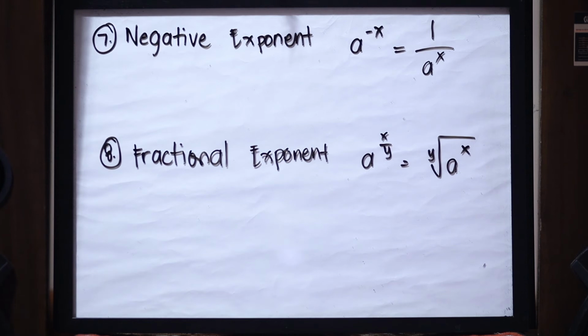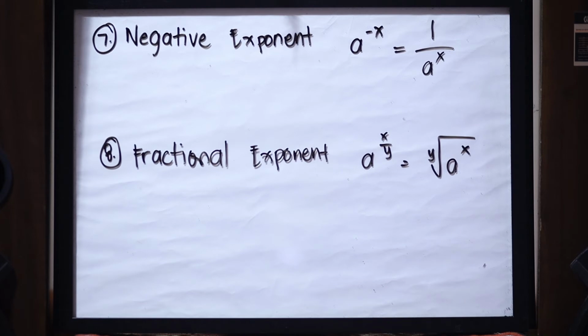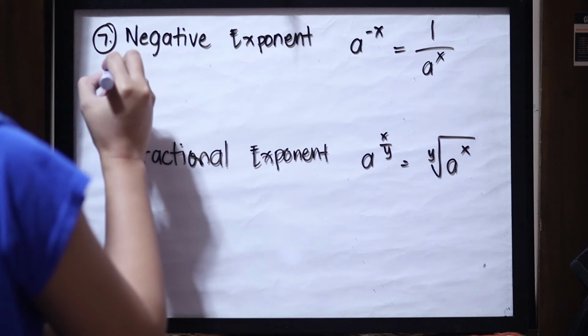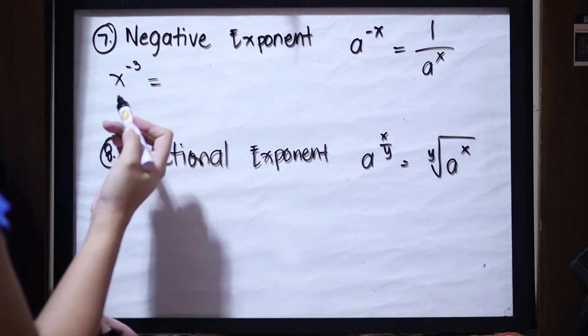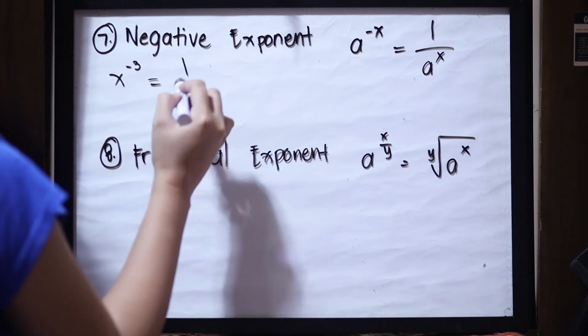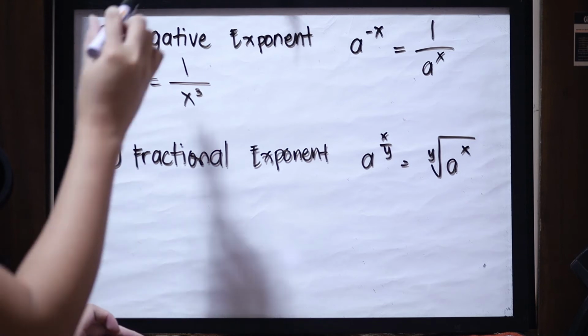Next, seventh rule. Negative exponent. In negative exponents naman, if a raised to negative x, or yung given nyo is a raised to negative x, then, you can rewrite it as 1 all over a raised to x. Now, for example, we have x raised to negative 3. So, yung x raised to negative 3 daw can be written as 1 all over x cube. 1 all over x cube lang.